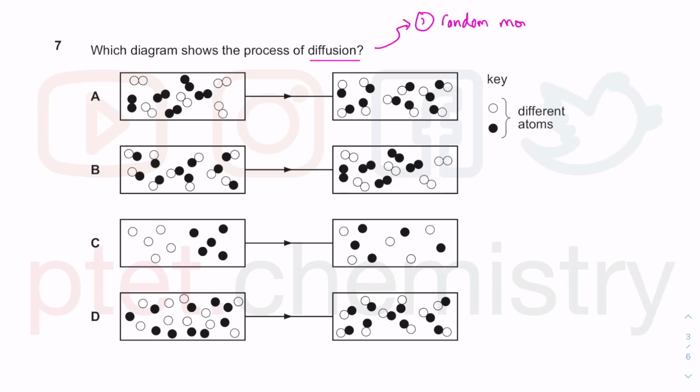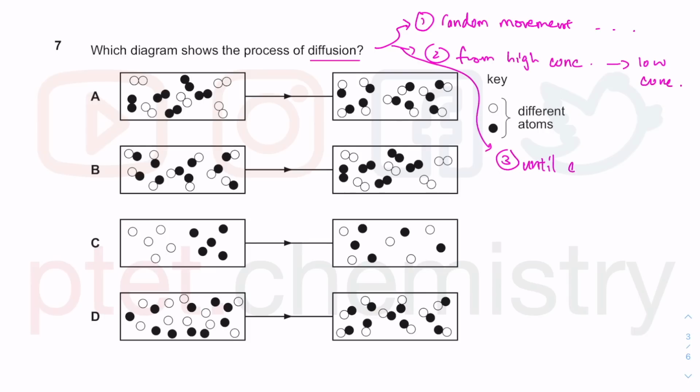So we can't see the particle moving, obviously, but then we can see the next thing is from high concentration regions, from a region of high concentrations to a region of low concentrations. And what is very important is until concentrations are uniform, or until the particles are evenly distributed after a long period of time. Okay, so what are we looking at?